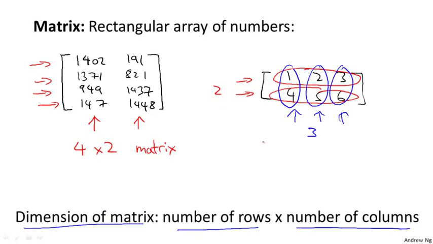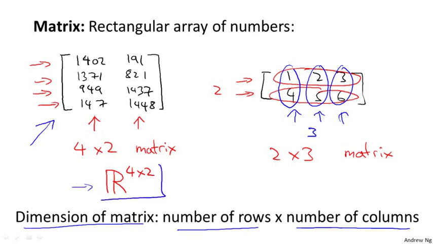So this second matrix, we say it is a 2 by 3 matrix, or we say that the dimension of this matrix is 2 by 3. Sometimes you also see this written out as R4 by 2 for the one on the left. Concretely, people will sometimes say that this matrix is an element of the set R4 by 2. This just means the set of all matrices of dimension 4 by 2. And the one on the right is sometimes written as a matrix in R2 by 3. So if you ever see R4 by 2 or R2 by 3, people are just referring to matrices of a specific dimension.